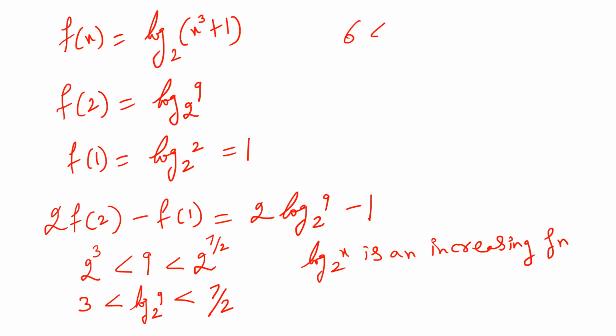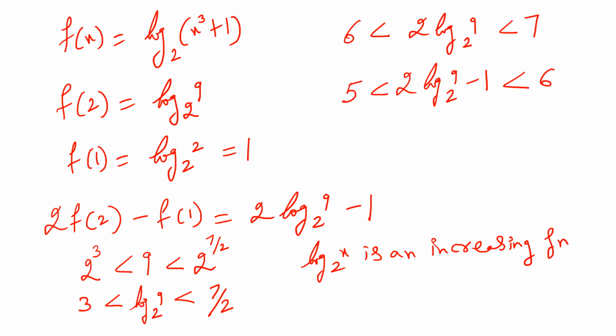So you will get 6 less than 2 times log of 9 base 2 less than 7. Now if I subtract 1 throughout this inequality, I will be getting 2 times log 9 base 2 minus 1 greater than 5 but smaller than 6. So finally, I can say the greatest integer smaller than or equal to this value is nothing but 5. So that means 5 is the correct answer.